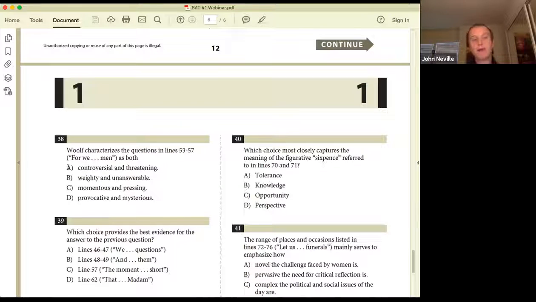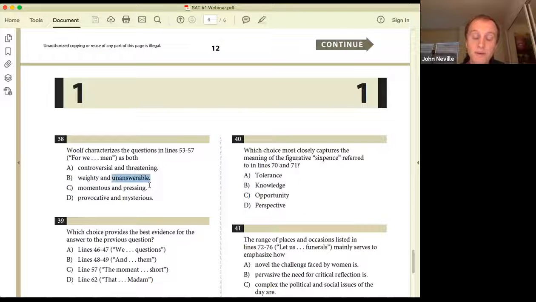So then you go back and you say, well, is "controversial and threatening" right? No, that's not right. Is "weighty and unanswerable" right? Well, weighty is right. I don't know about unanswerable, but weighty, meaning having weight. So letter B is a question where you may not want to cross it off, because it may be kind of too early to tell whether or not B is wrong.